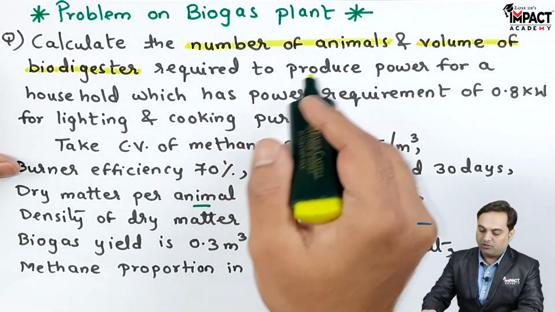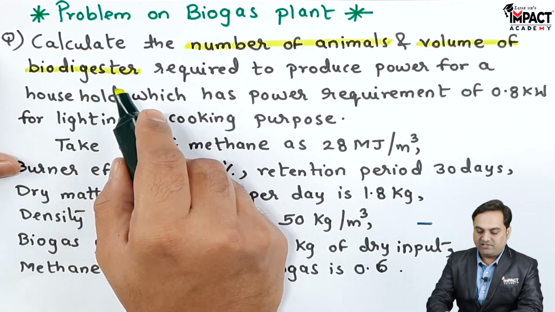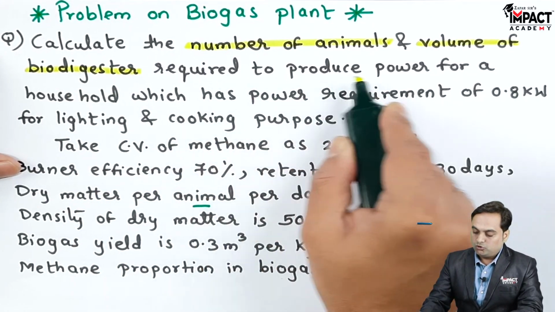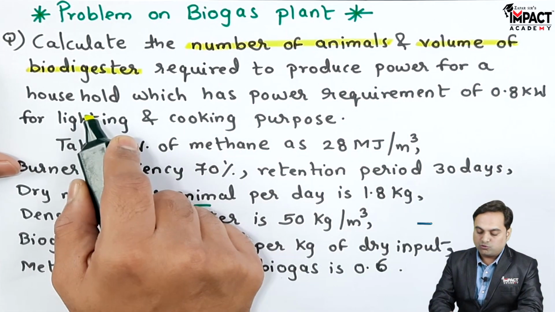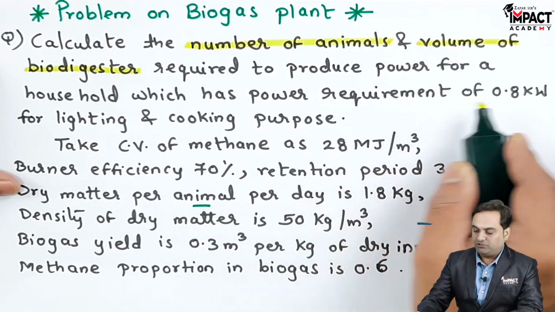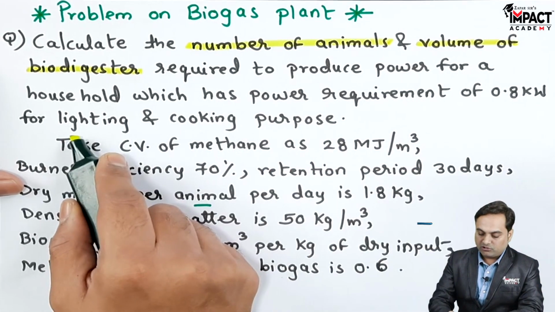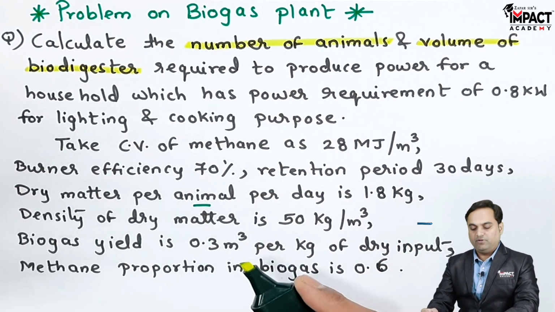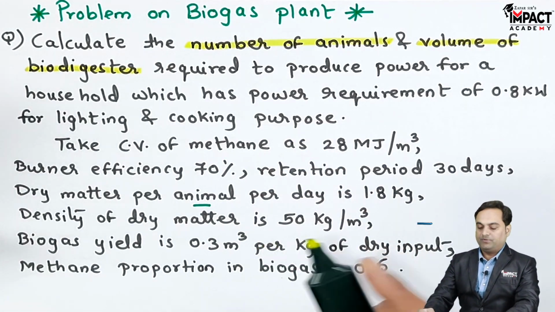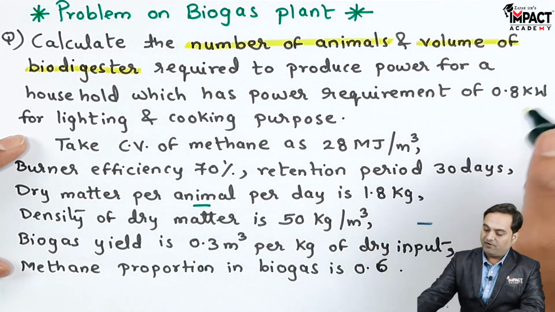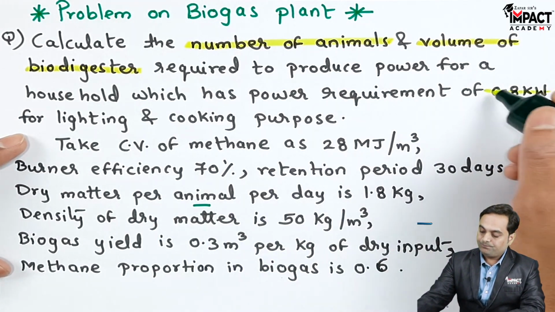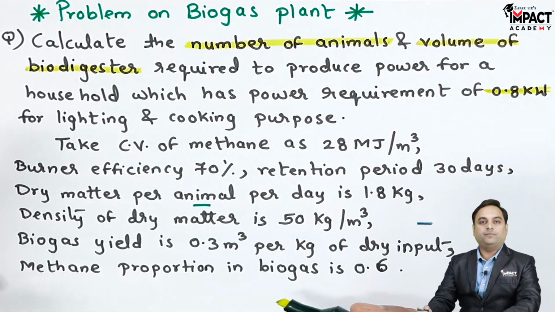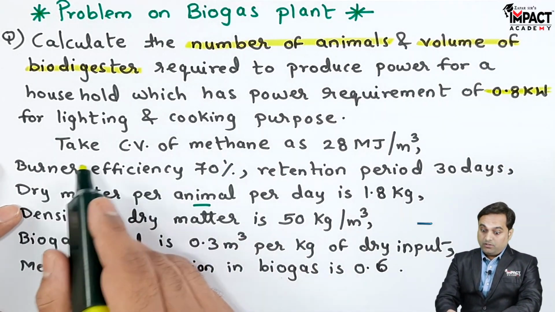We have to find the number of animals and the volume of biodigester required to produce power for a household which has power requirement of 0.8 kilowatt for lighting and cooking purpose. So the meaning is, this biogas plant will be used for lighting and cooking purpose, and it should generate a power of 0.8 kilowatt. So this is the power produced by the biogas plant.